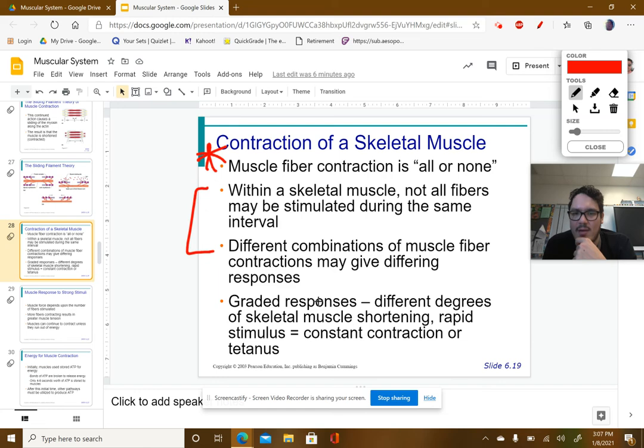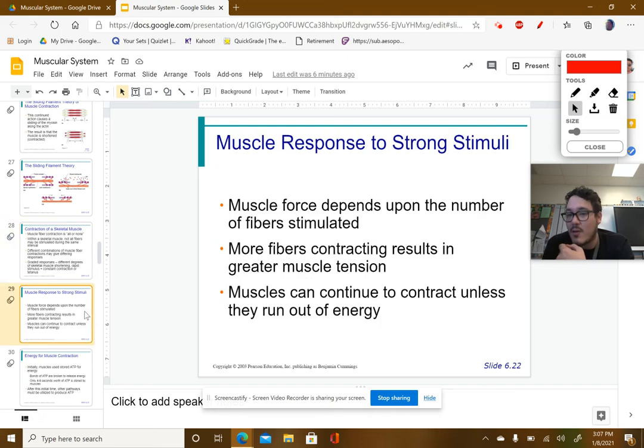Now, in regards to this graded response down here, basically what this is saying is that if you have different degrees of skeletal muscle shortening or rapid stimuli, it can cause constant contraction or tetanus. The good news is most people don't have to worry about tetanus because of vaccination, but it's a pretty serious condition. It can cause your muscles to lock up, be very painful. It's like a permanent cramp.